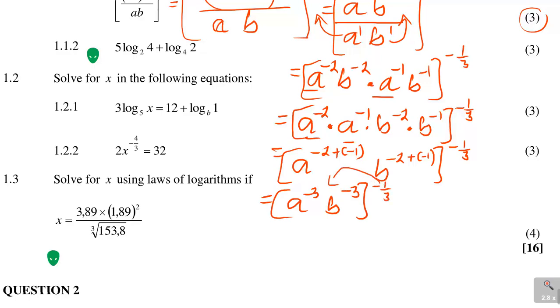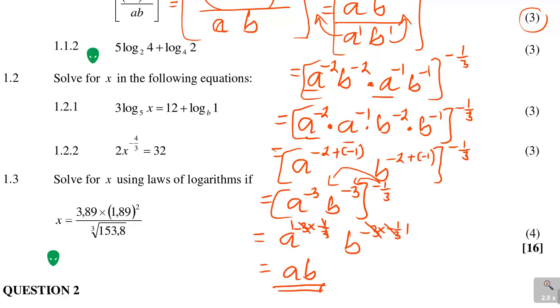Similarly, this power will multiply each exponent, so it will be a to the power -3 times -1 over 3, and then you've got b to the power -3 times -1 over 3. When you multiply that, -3 times -1 over 3 gives us a 1. Similarly here we'll get a 1, so the answer is ab.